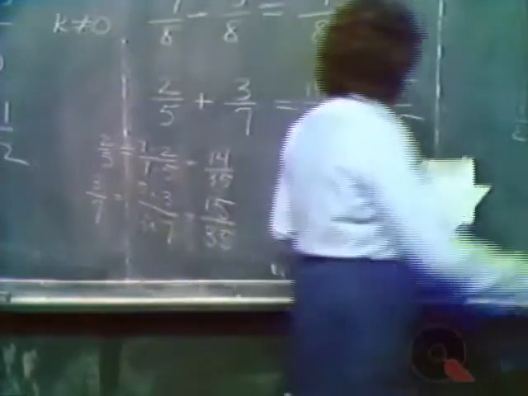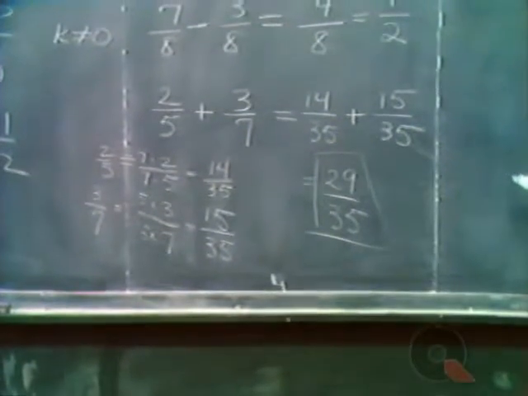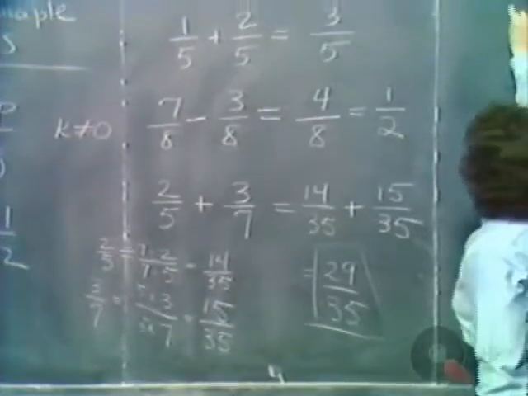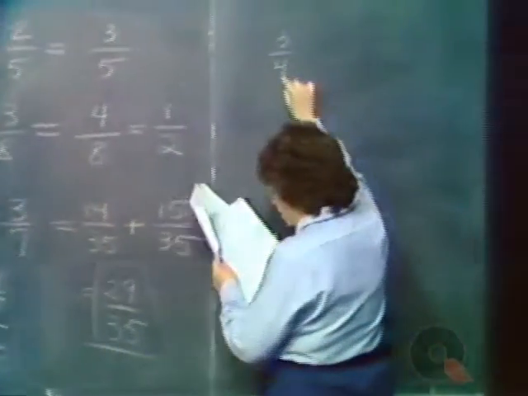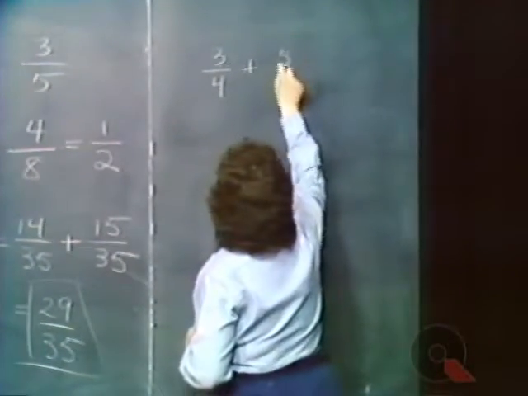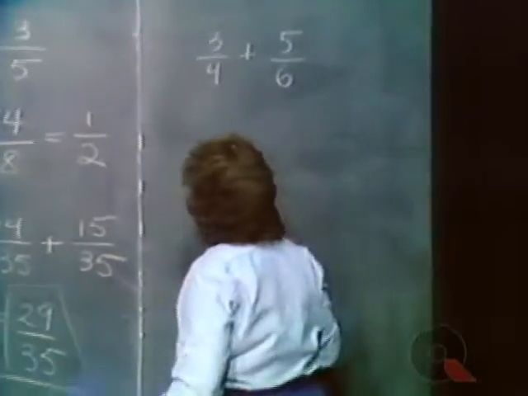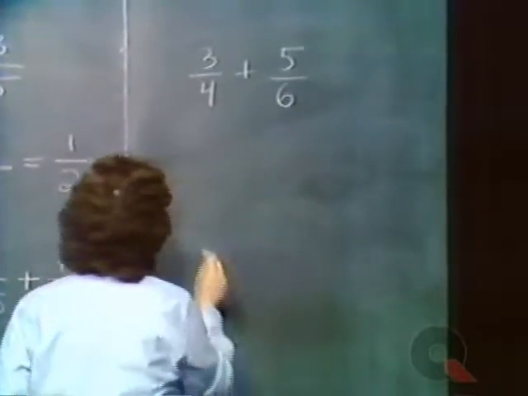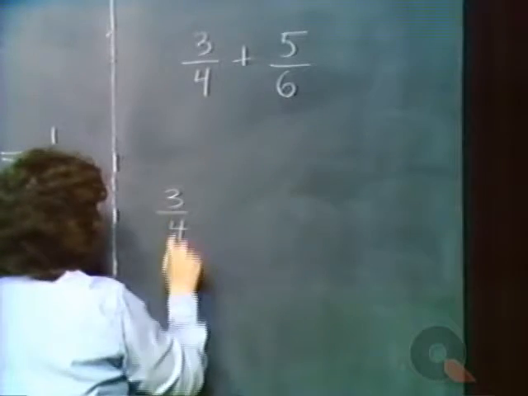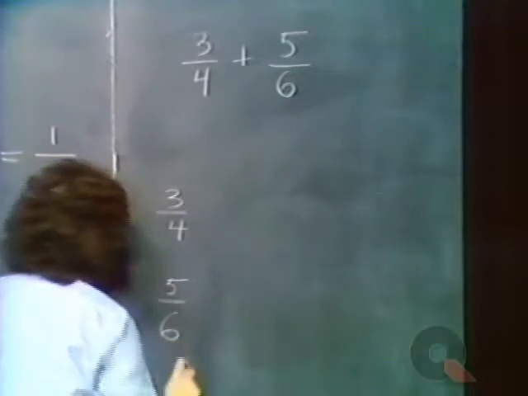Okay, let's try another problem. 3/4 plus 5/6. First thing we have to do is to find fractions that are equivalent to 3/4 and 5/6 that have the same denominator.